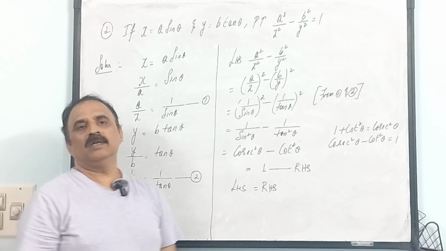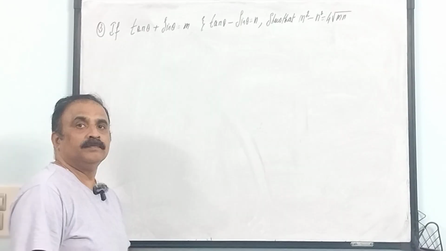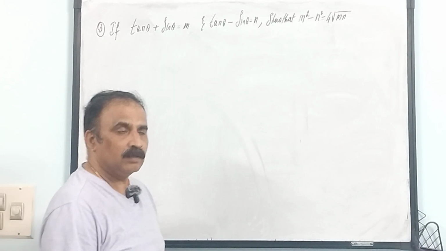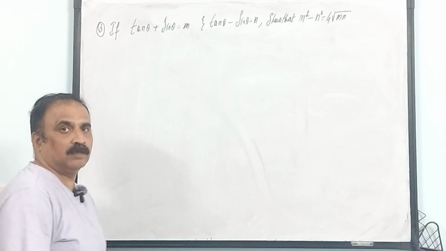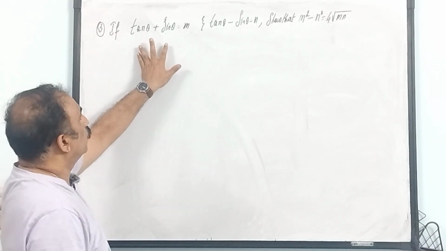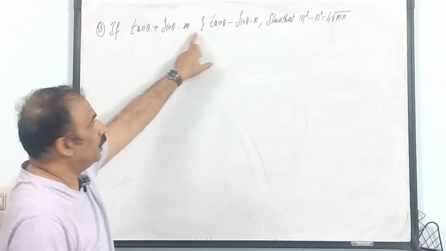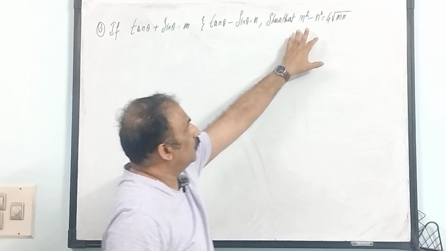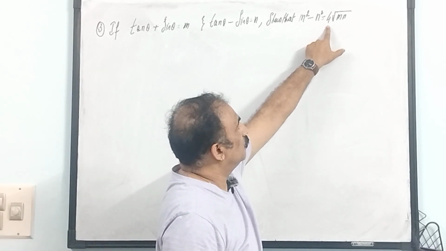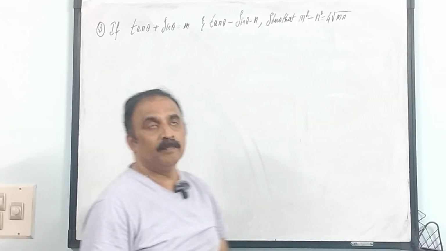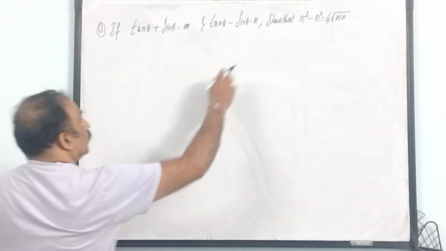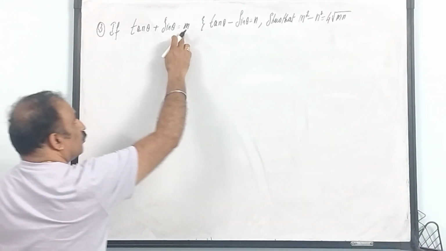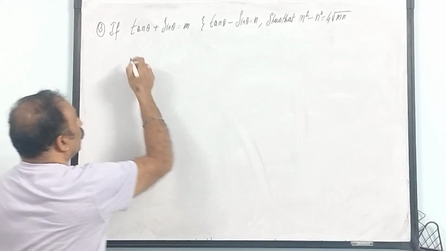Okay, we'll look into the next problem, third one. Okay, the next one, the third problem. Again, it is a condition based problem. Two conditions are there. It says if tan theta plus sine theta equals m and tan theta minus sine theta is equal to n, then you have to show that m square minus n square is equal to 4 root mn. So I'll take up the LHS part because I've got direct values for m and n.